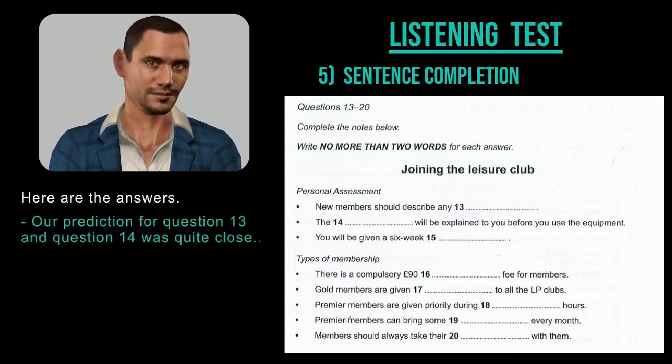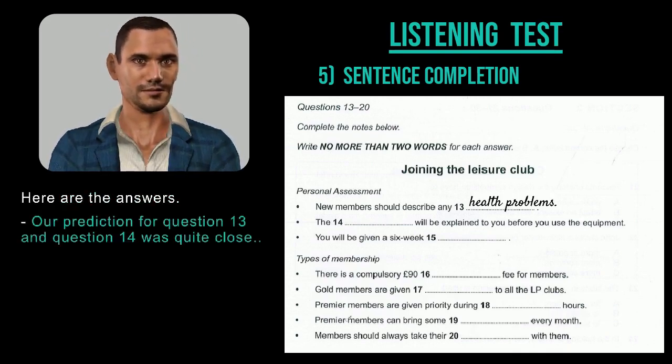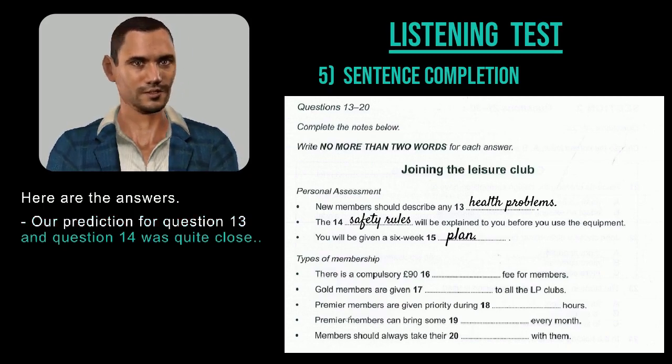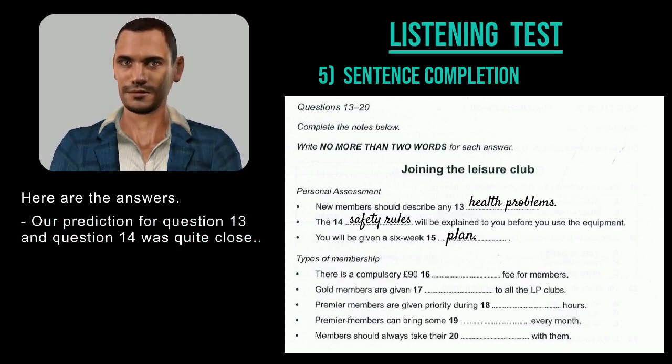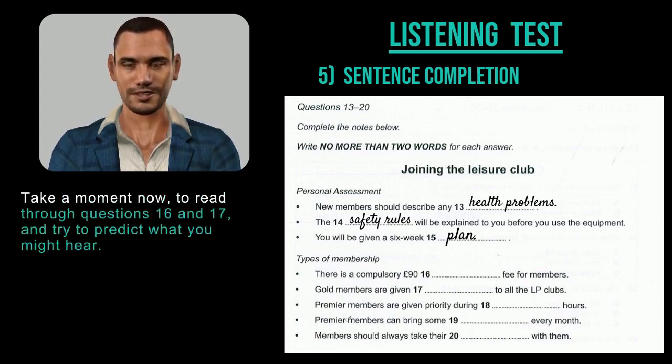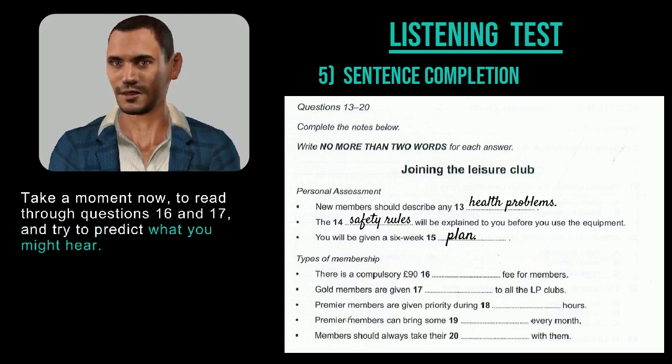Here are the answers. Our prediction for question 13 and question 14 was quite close. Take a moment now to read through questions 16 and 17 and try to predict what you might hear.